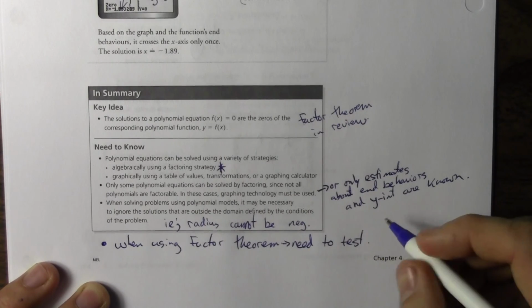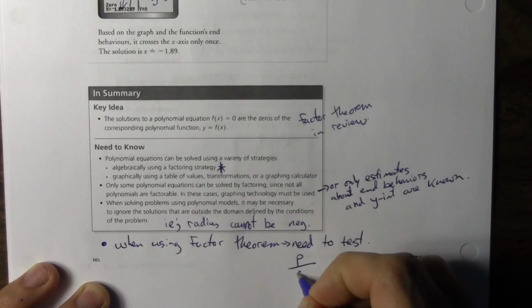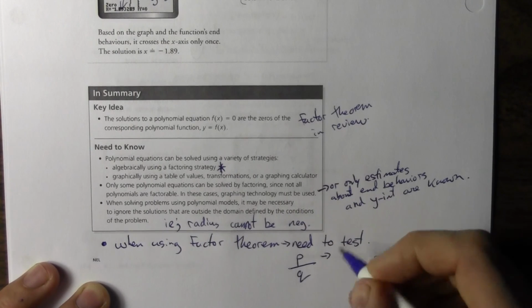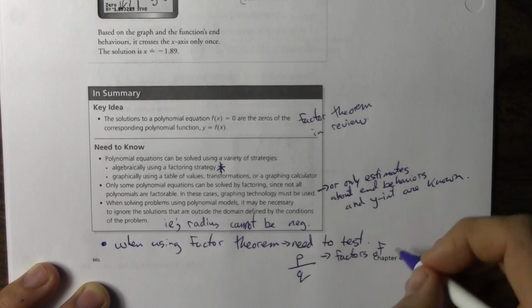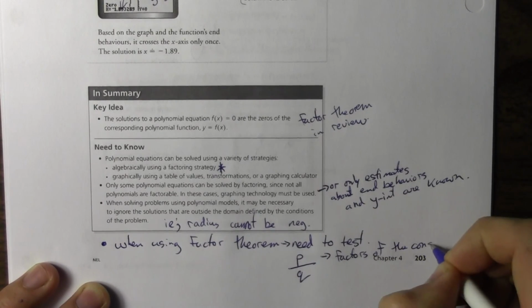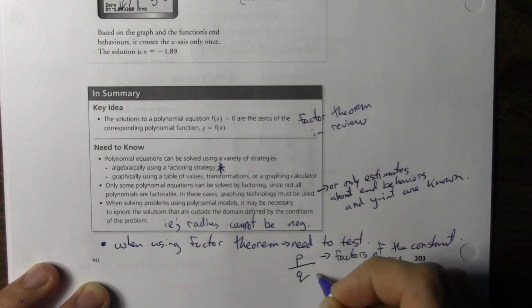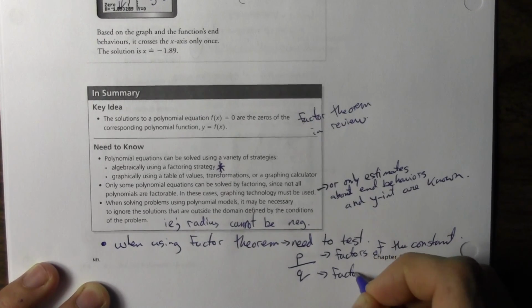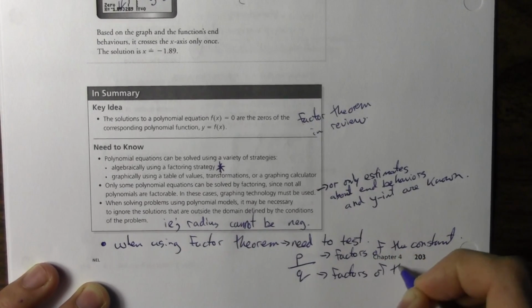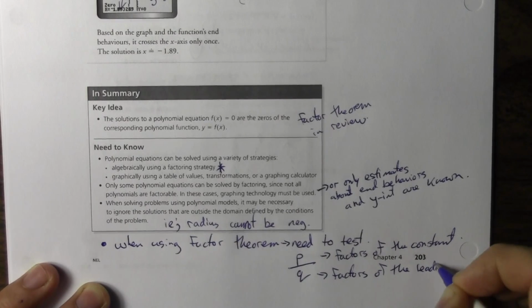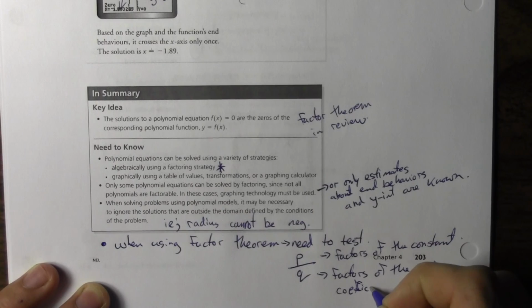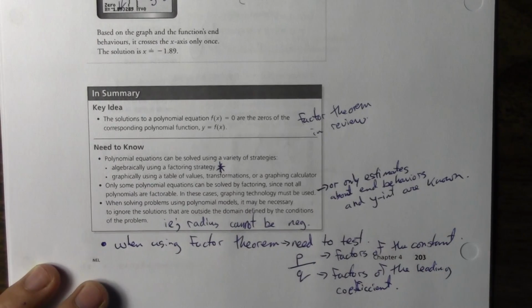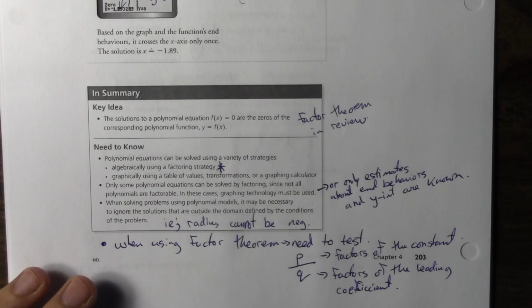And the last point I want to add, I'm not sure why it's not here: when using factor theorem, you need to test P over Q, where P is factors of the constant and Q is factors of the leading coefficient. Any questions?